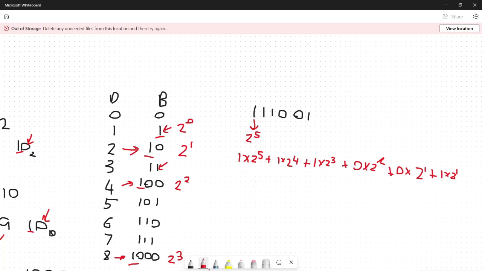And this will give us 32 plus 16 plus 8, and then plus 1. 32 plus 8 is 40. 40 plus 16 is 56. And we get 57. But how do we know this works? Well, let's take the number 6, for example.